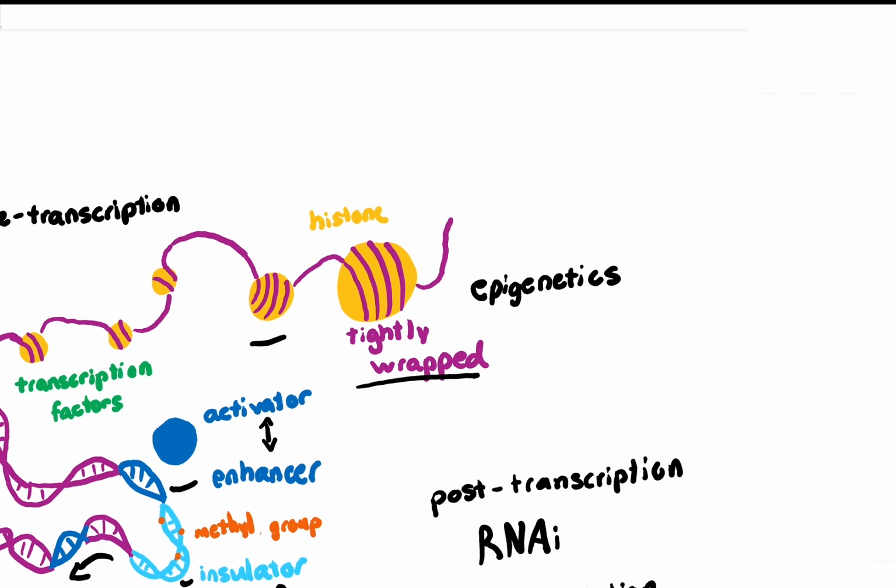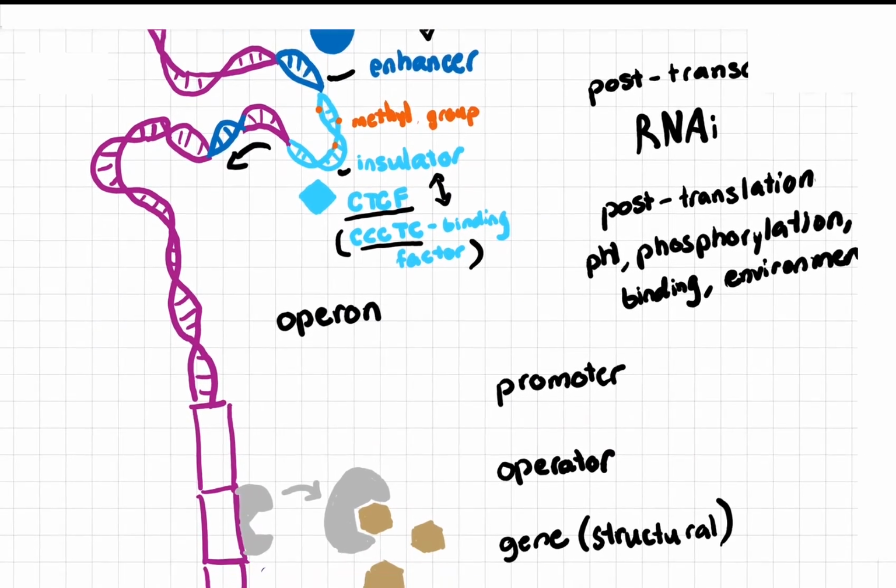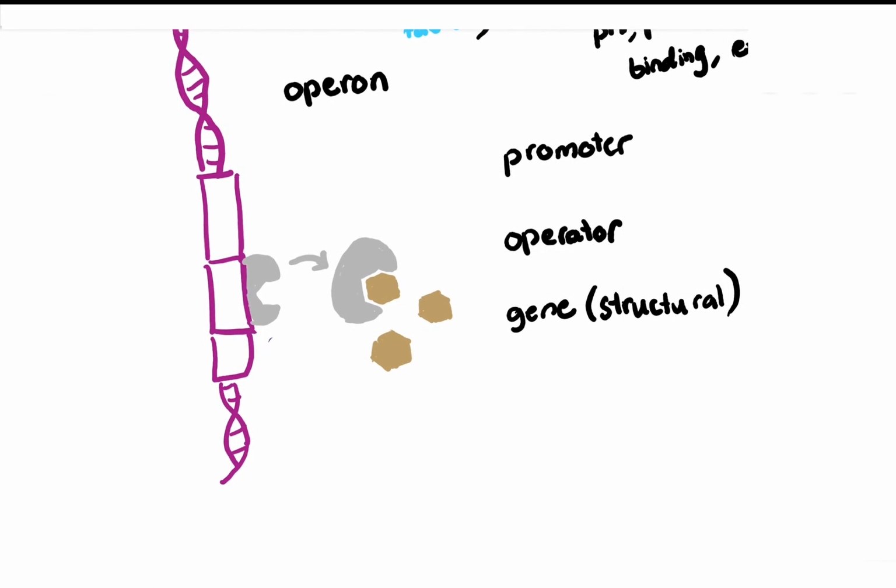Now that we've talked about pre-transcription, let's move down our DNA to operons. Operons are common in prokaryotes. The example that I was talking about before with transcription factors, those are found in eukaryotes, but operons are generally found a lot in prokaryotes. Our operon has three parts: a promoter, an operator, and a structural gene. It also has a suppressor, but we'll talk about that in just a second. So you have your promoter here, your operator here, and your structural gene here.